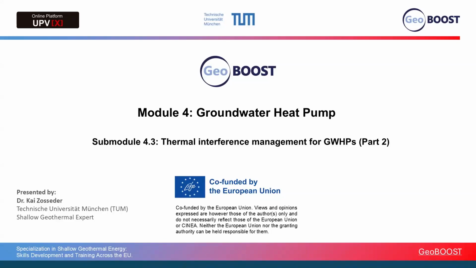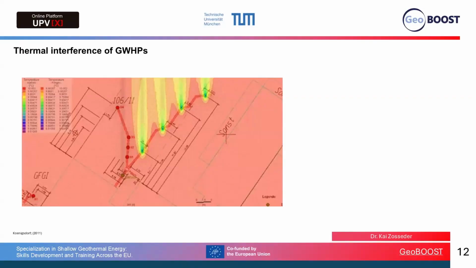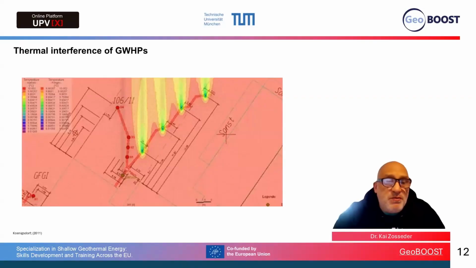Continue to explain thermal interference management for groundwater heat pumps. What you see here on the left side is a thermal plume picture. So if you use groundwater, for example, for heating, then you inject back cold water. This cold water is distributed in the aquifer, so it's transported by the groundwater due to the hydraulic conditions, so due to hydraulic conductivity, aquifer thickness, the hydraulic gradient, and the groundwater flow velocity.